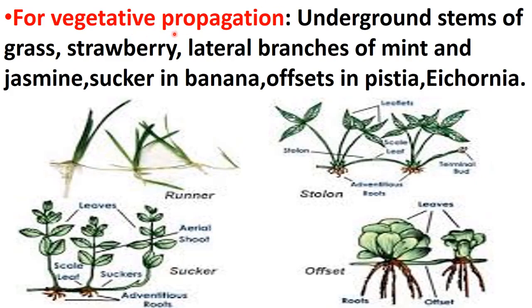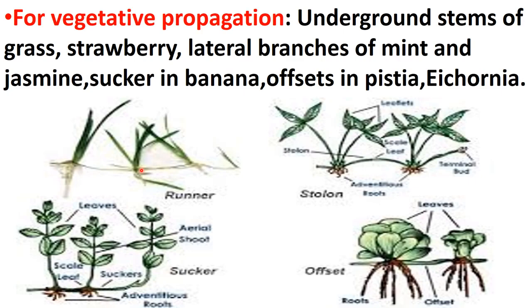Now here we are talking about the stem. So stems are helping in vegetative propagation, and such modified stems are called stem modification for vegetative propagation, right? These are different types of modified stems which are helping in vegetative propagation. For example, underground stems of grass and strawberry. You see here, these are grasses, and how does vegetative propagation occur here in the grass?